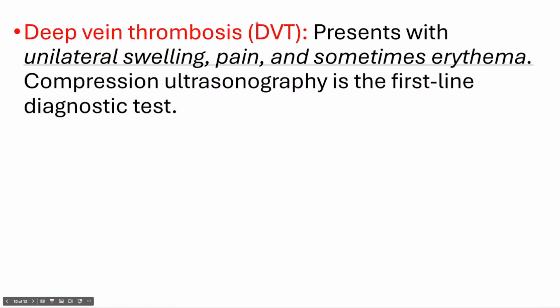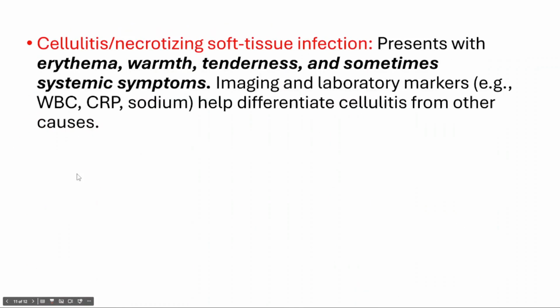Deep vein thrombosis or DVT presents with unilateral swelling, one-sided swelling, pain, and sometimes erythema, red discoloration. Compression ultrasonography is the first-line diagnostic test that we use to diagnose this condition.